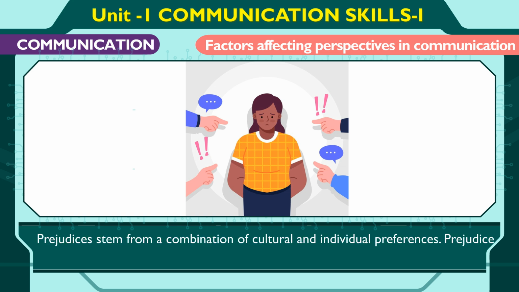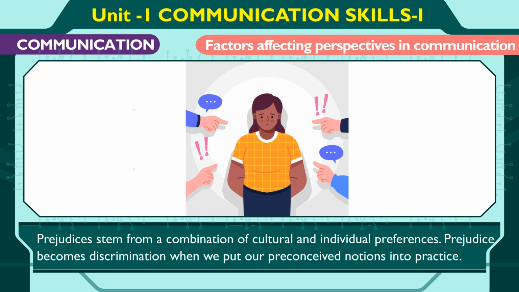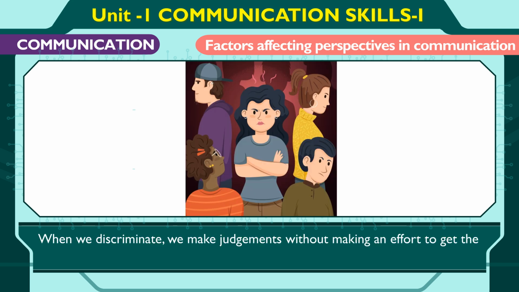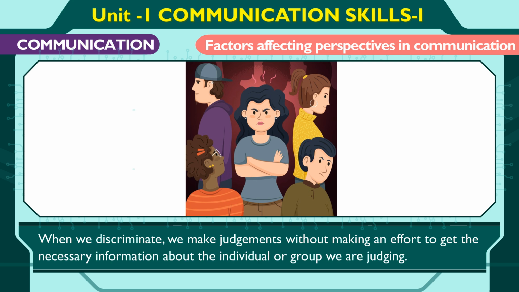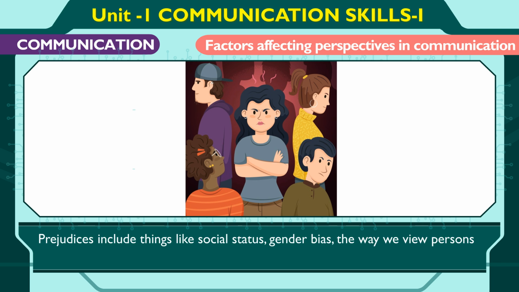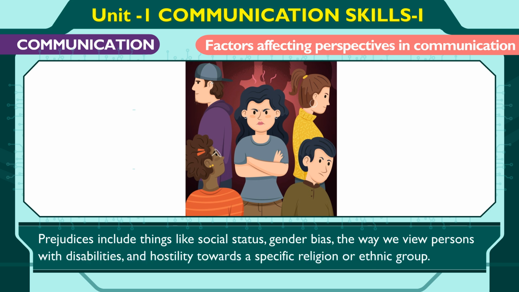Prejudices stem from a combination of cultural and individual preferences. Prejudice becomes discrimination when we put our preconceived notions into practice. When we discriminate, we make judgments without making an effort to get the necessary information about the individual or group we are judging. Prejudices include things like social status, gender bias, the way we view persons with disabilities, and hostility towards a specific region or ethnic group.